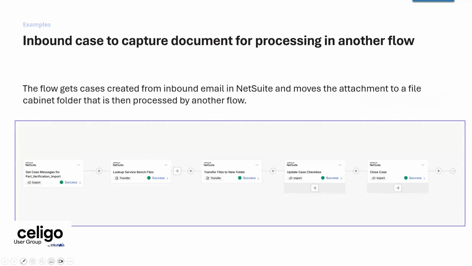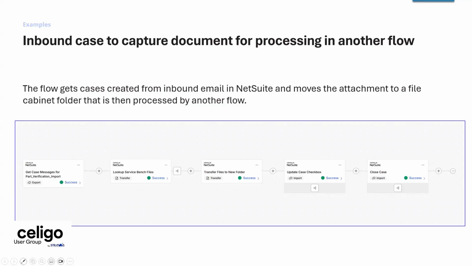So here are some of the examples that we've done for these NetSuite to NetSuite processes or NetSuite automation. This is one I mentioned earlier on. This is an inbound case to capture a document for processing in another flow. So here's this scenario. You can set up case management in NetSuite, and it'll give you a very specific email address, and somebody can email to that email address with a file attachment. What that does is it creates a case in NetSuite, and that file is attached to the case.